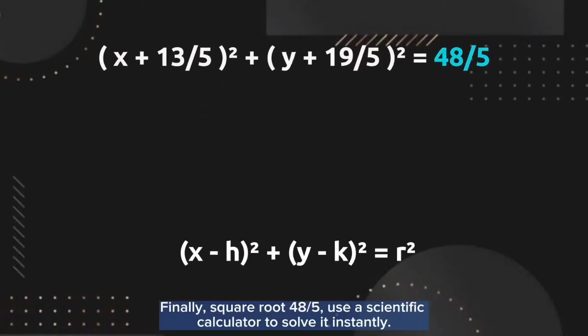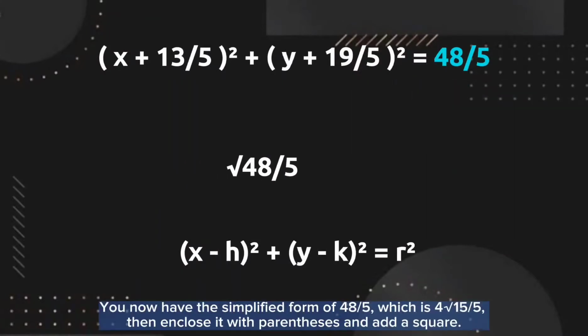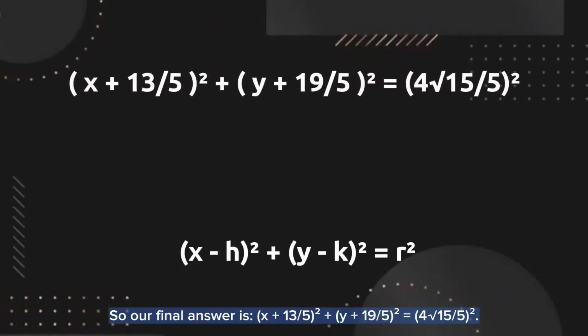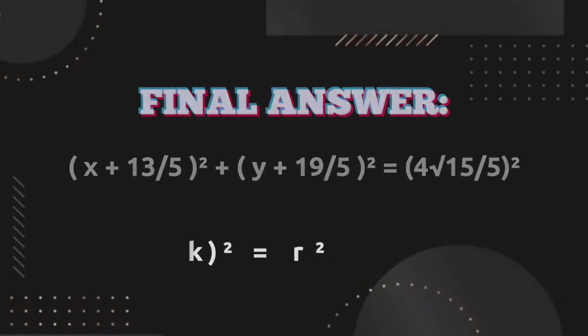Finally, square root 48/5. Use a scientific calculator to solve it instantly. You now have the simplified form of √(48/5), which is 4√15/5. Then enclose it with parentheses and add a square. So our final answer is (x + 13/5)² + (y + 19/5)² = (4√15/5)².